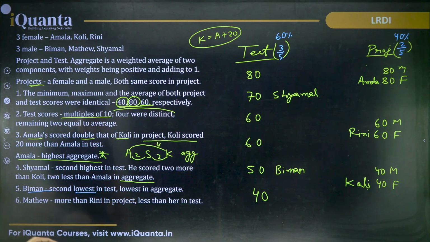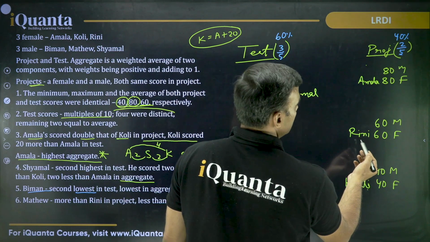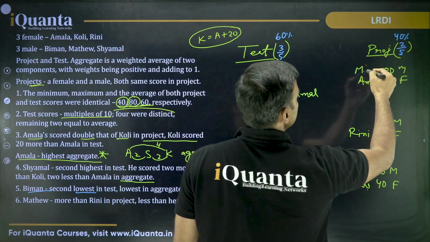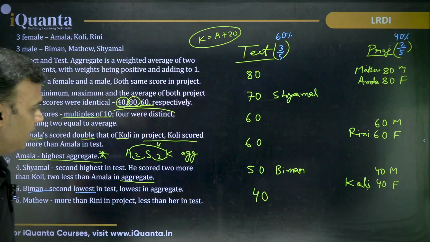It was there. Matthew more than Rini in project. Matthew more than Rini. So, oh, this has to be Matthew. That is nice. Matthew is more than Rini in project.